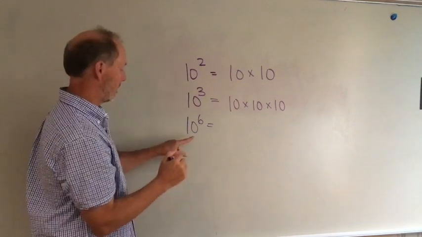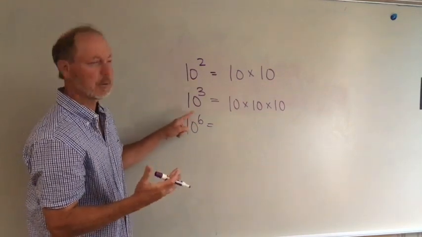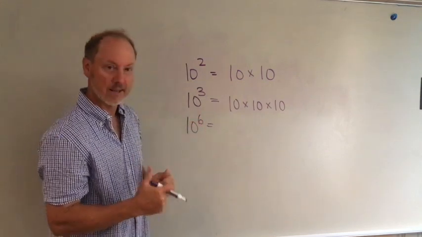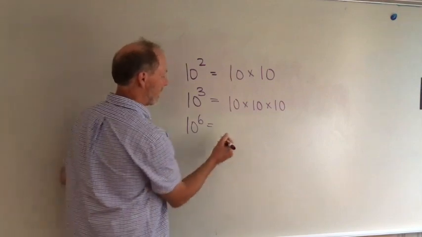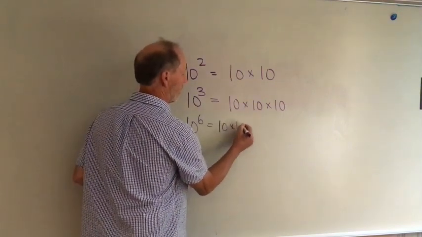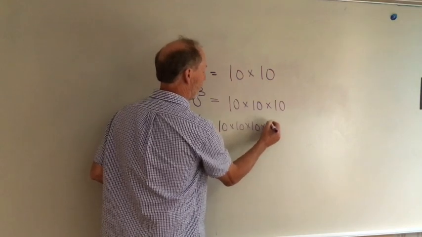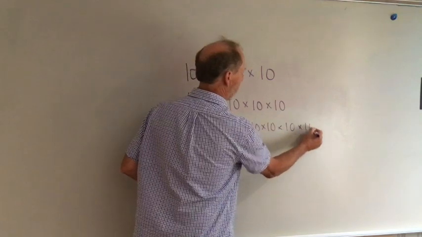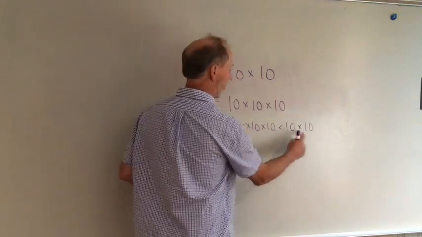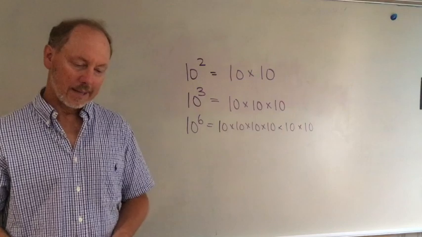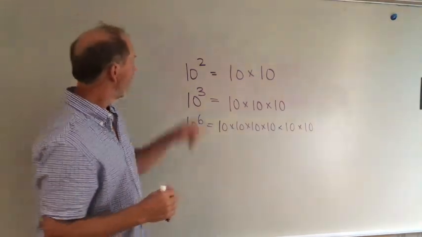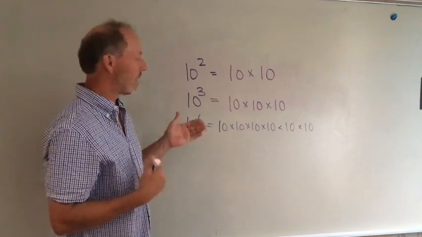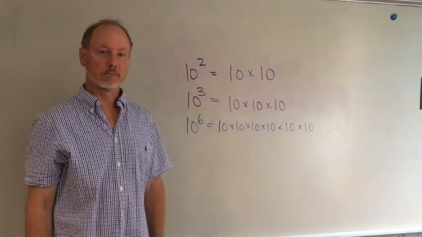Ready? 10 to the 6th. That's how you say it. We don't have to say power, but this is 10 to the 6th power. 10 to the 6th. That's our cool short way of saying it. Is 1, 2, 3, 4, 1, 2, 3, 4, 5, 6. So, an exponent tells you to multiply whatever number it's with, it doesn't have to be 10, by itself that many times.